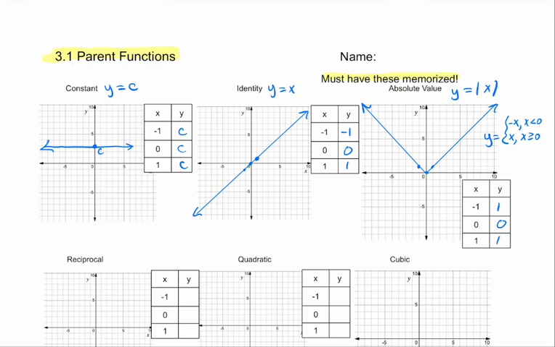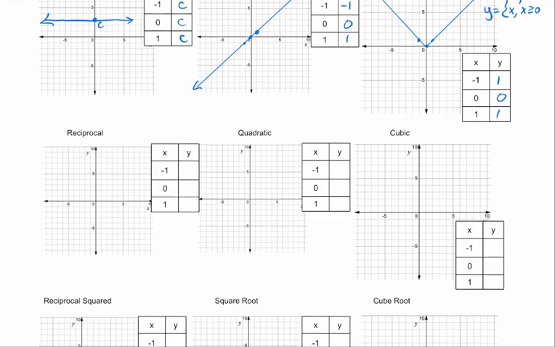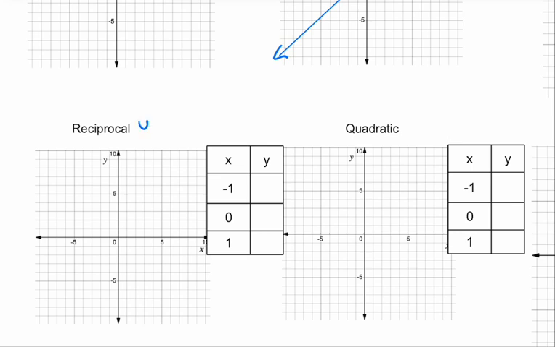Now let's talk about reciprocal, quadratic, and cubic. Our reciprocal function is y equals 1 over x. Want to get yourself a bonus point? You can also say y equals x to the -1. Those mean the same thing. A negative exponent's job is to flip something, make it the reciprocal. That's why it's called the reciprocal function.